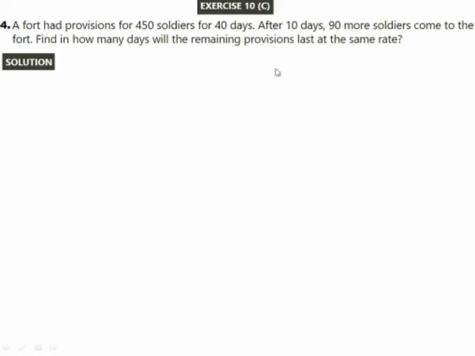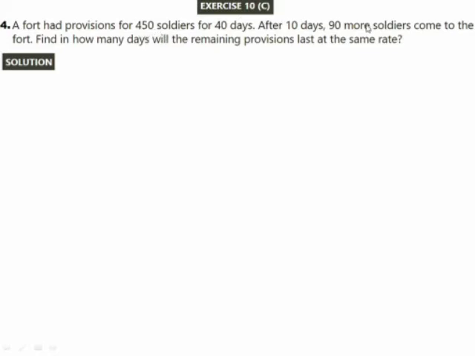So understand the situation. 450 soldiers are there and they have food for 40 days. Now after 10 days, if 90 more come, then the number of soldiers is going to increase, right? After 10 days you still have 30 days left, and whatever food is left will be enough for 30 days only for 450 soldiers.